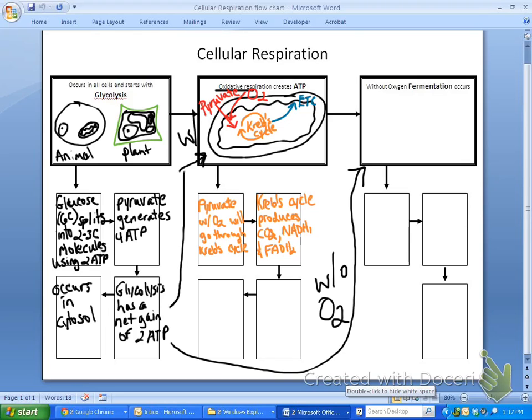Is that CO2? So what it says is the Krebs cycle. In our Krebs cycle, after we get pyruvate with the oxygen, the Krebs cycle is going to go through, and it's going to produce 3 things. It's going to produce CO2, it's going to produce NADH, and then FADH2.